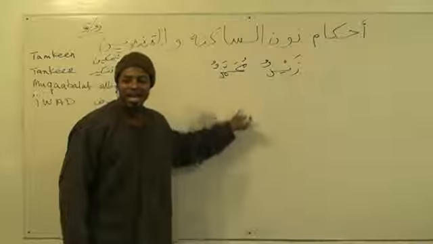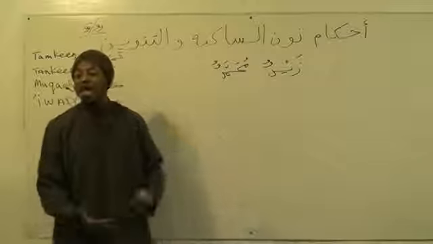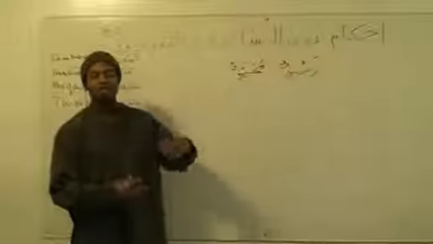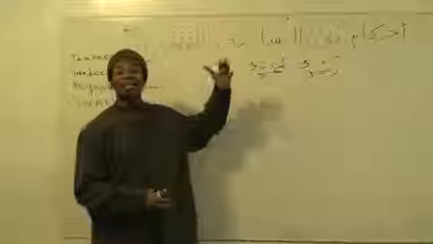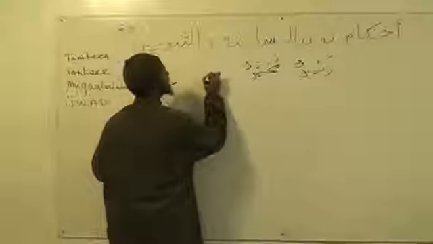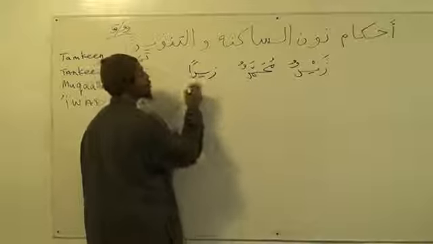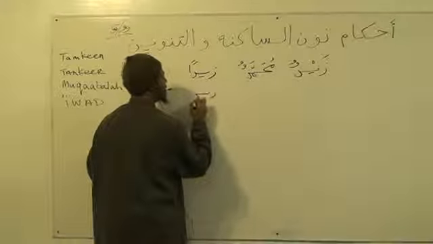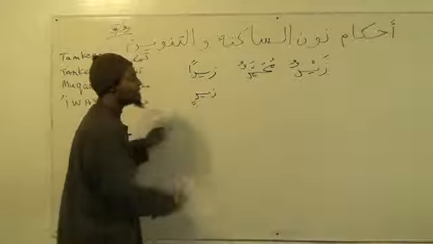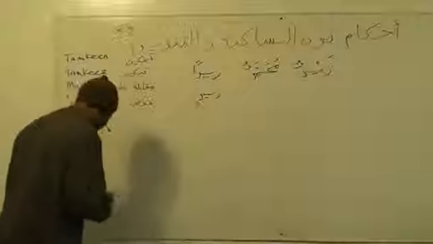It comes on the ends of words that are names, person, place, or things, and these things change in their form. You can say, Zaydun wa Zaydan. You say, ra'aytu Zaydan, so you would say Zaydan at this point. Marartu bi Zaydin, with kasra. Okay? That is Tanween al-Tamkeen. You get it? The basic one, and the one that is seen for the most part.